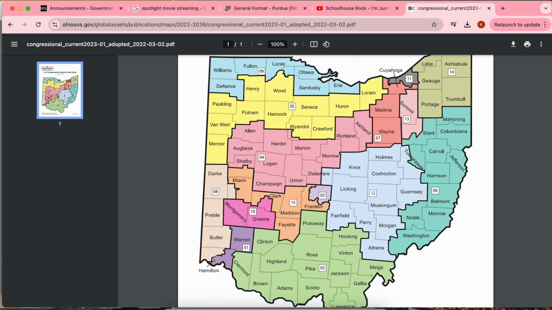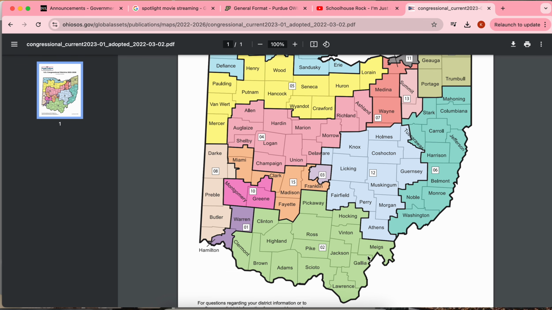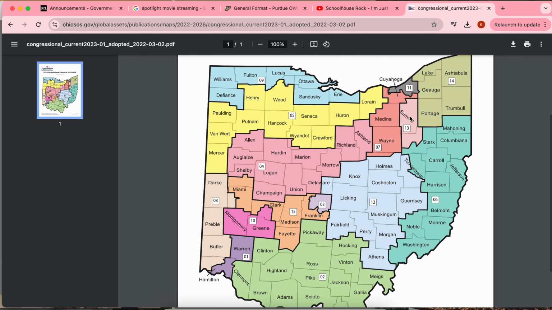Cincinnati is right here. Dayton is up here. Toledo is over here. Athens, right here. Akron is in here. These places that have our biggest populations will have smaller districts than these big districts because it has to be relatively similar in population count.